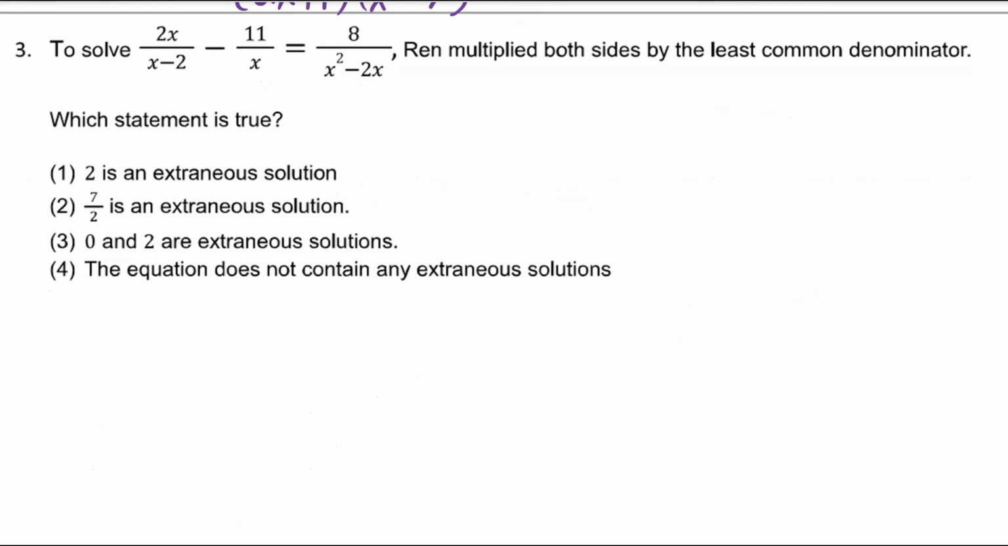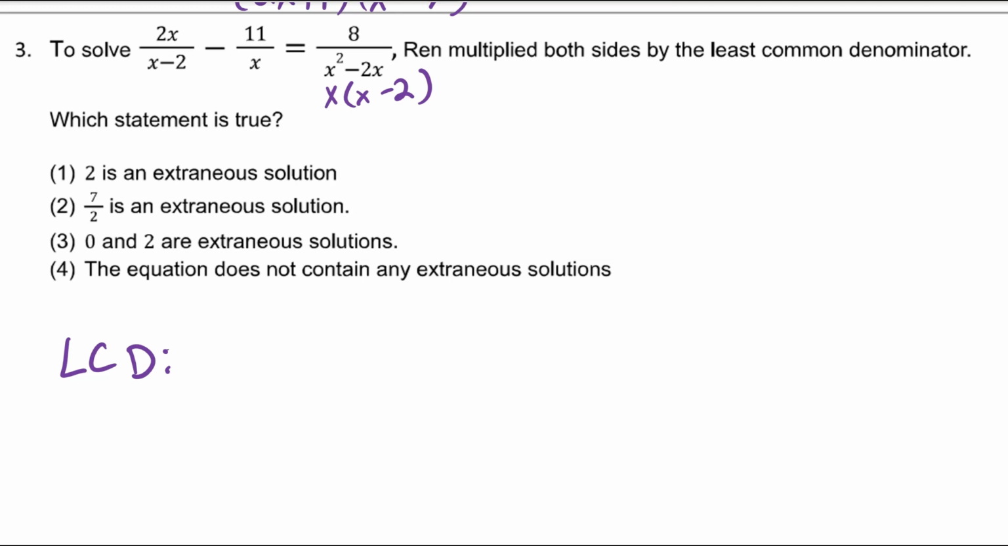Number 3, to solve that equation there, Ren multiplied both sides by the least common denominator, and I want to know which statement is true. Well, it's probably easiest just to solve this equation the best that I can. And when we're solving equations, we first want to identify what the least common denominator should be between all 3 of my terms here. So I'm going to take some time just to factor that first denominator.